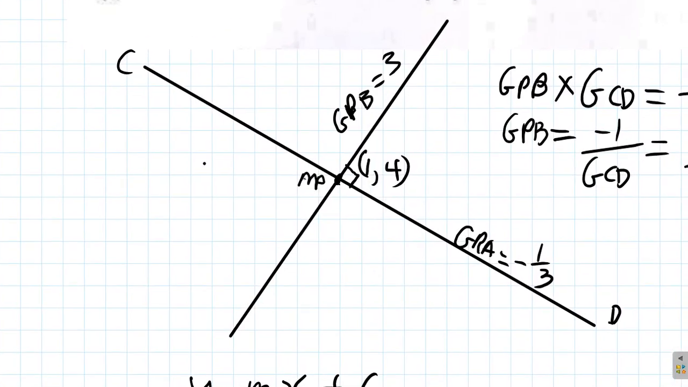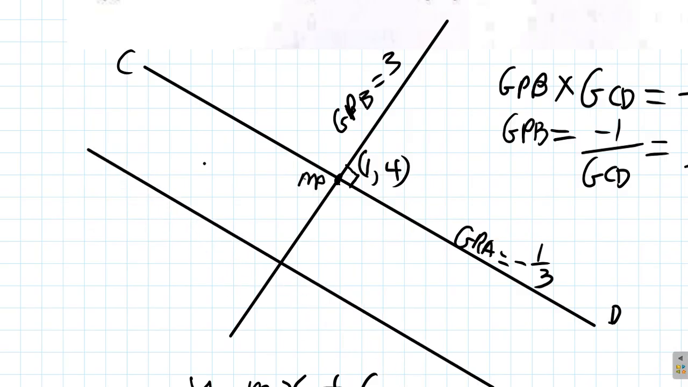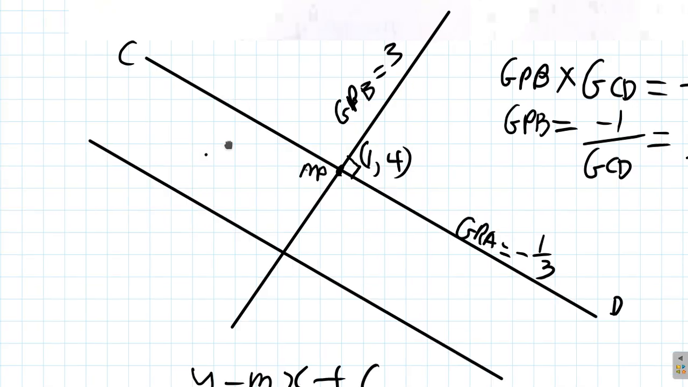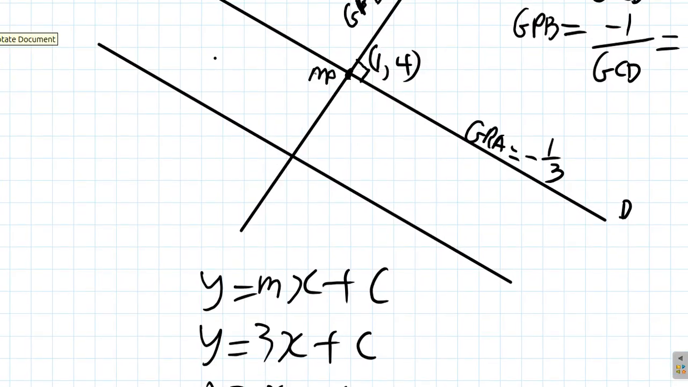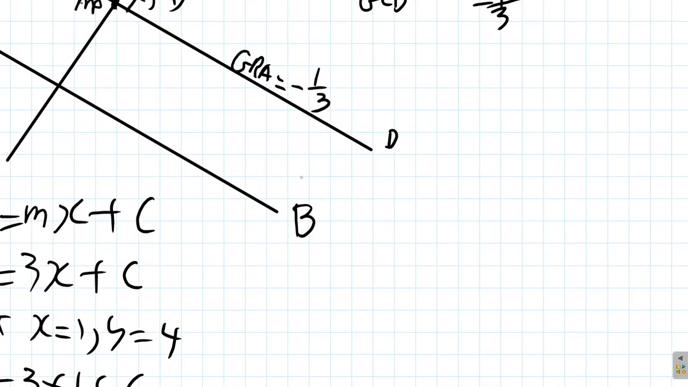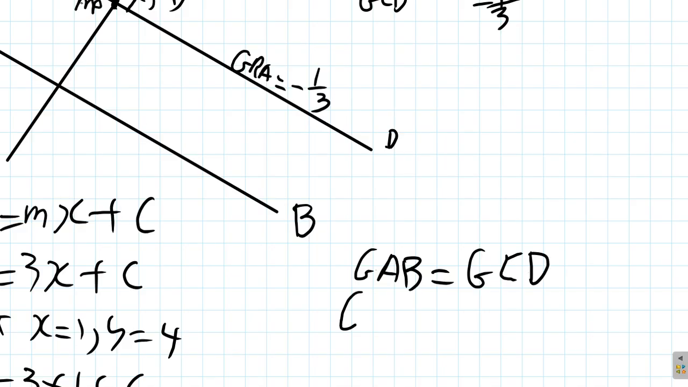Now remember, before we do that, AB is parallel to DC. So this is AB. Remember what you mean by parallel? They have the same gradient, right? So if AB is parallel to CD, it means the gradient of AB is equal to the gradient of CD. What was the gradient of CD again? It's negative 1/3. So the gradient of AB is negative 1/3. That's the gradient of AB.